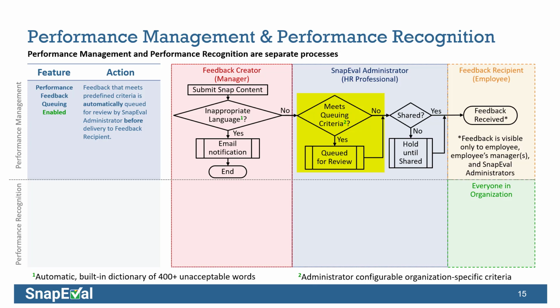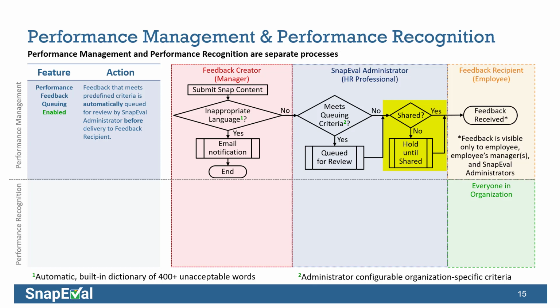I'll give you an example. If I created a snap and I said, Tom, you were a bad employee. You should go get a new job. There's no foul language in there per se, but clearly that sentiment in the snap itself is very negative. And that's an excellent example of a snap that would be queued for your review as an administrator in SnapEval and not released to the employee, even if the person that created the snap had intended to share it immediately. Because again, you can see in the logical order of things, the feedback queuing step comes in front of the sharing step.